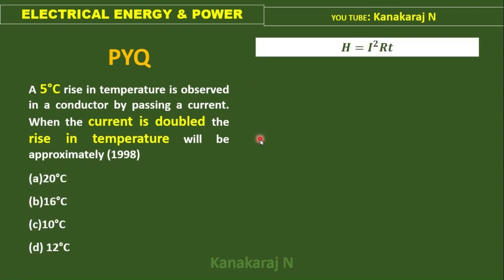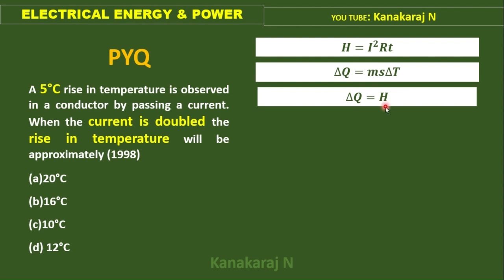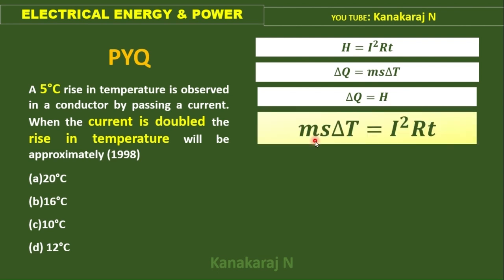Let us start. The heat energy produced when a current passes through the conductor is H equals I square RT. Then, due to rise in temperature, the rise in heat energy del Q will be equal to ms del T. M is the mass of the substance, S is the specific heat capacity of the substance. Then I is the current, R is the resistance, T is the time of flow. Let us relate these two equations. Del Q equals H. So we get ms del T equals I square RT.